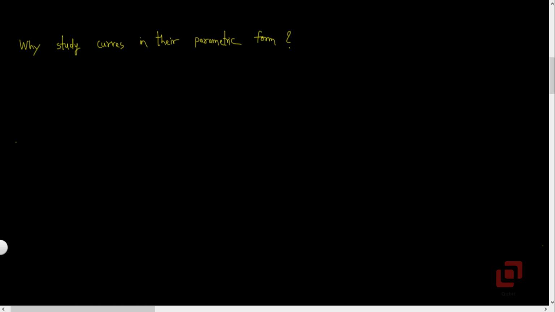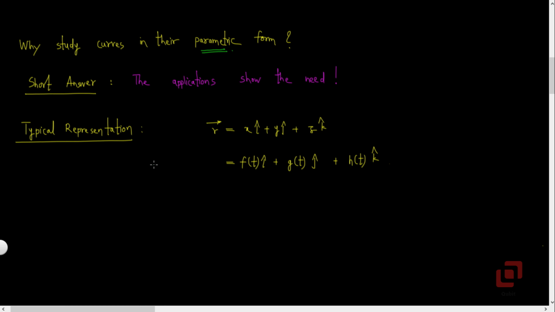Having seen the need to study the curves and the surfaces, now we answer the question, why should we study the curves in their parametric form? The short and simple answer is, the applications show the need. Any curve is typically represented using parametric form as follows.